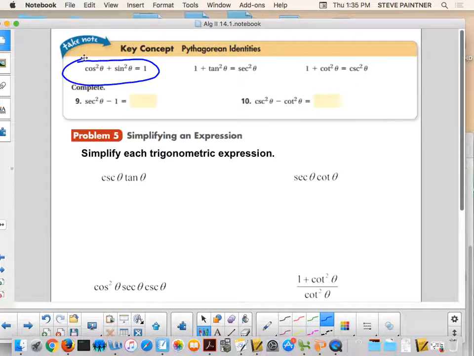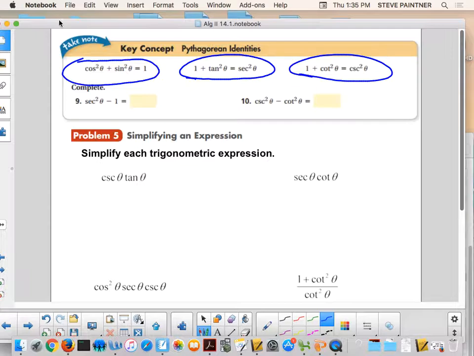Then all of a sudden they tell you this one. 1 plus tangent squared equals secant squared. Then they tell you this one. 1 plus cotangent squared equals cosecant squared. Okay, that means nothing to you unless you actually know why. So watch this. You might want to draw the picture up above.